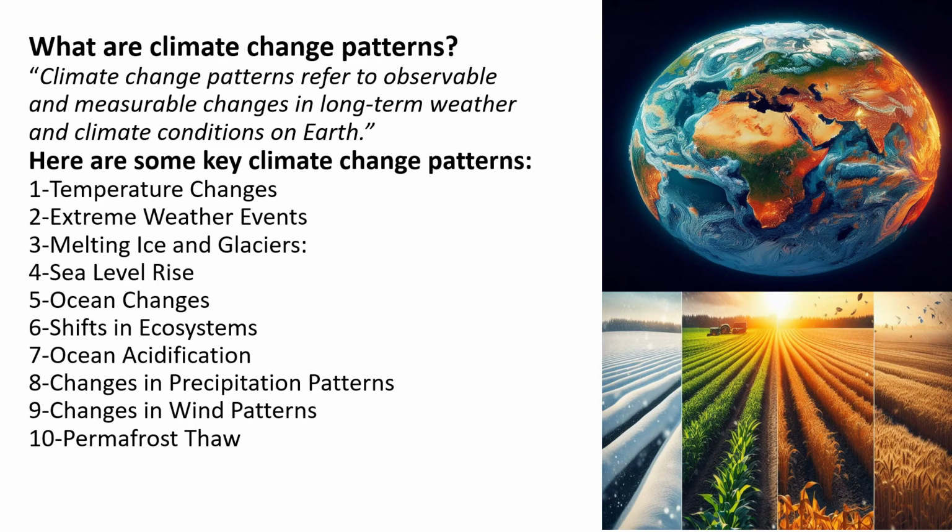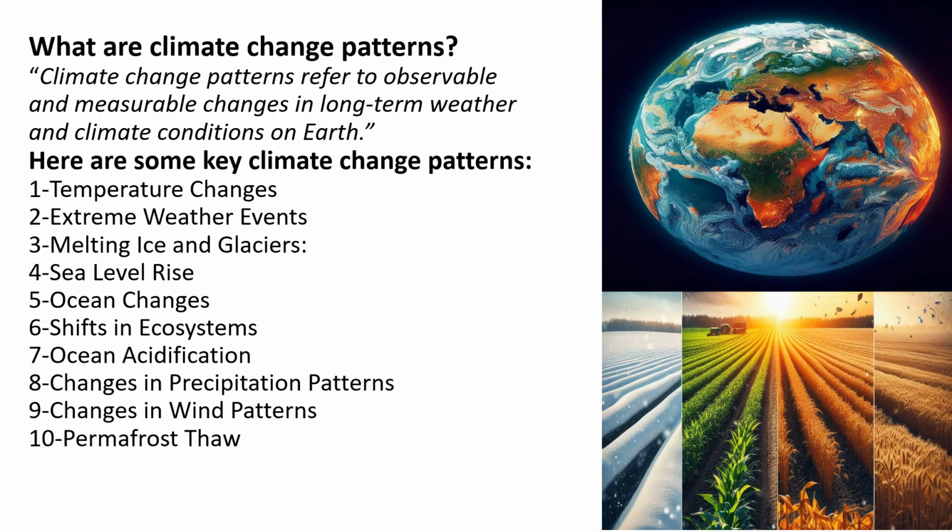Sea level rise: rising sea levels from thermal expansion and melting ice, with elevated risk of coastal flooding and erosion. Ocean changes: ocean warming causes coral bleaching, impacting marine ecosystems, and altered ocean currents and circulation patterns.